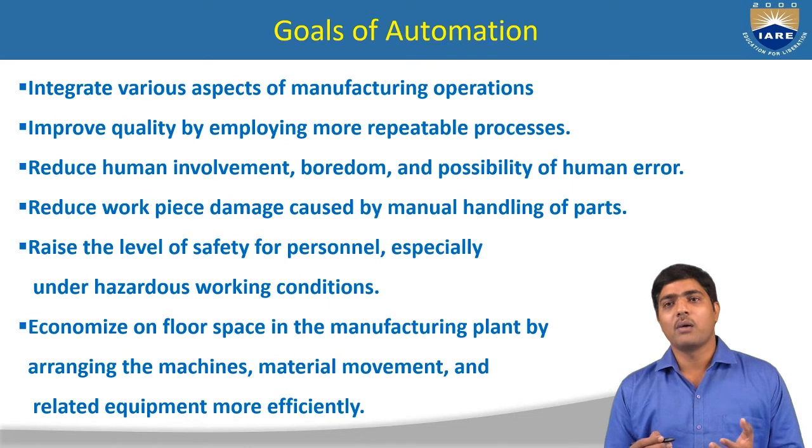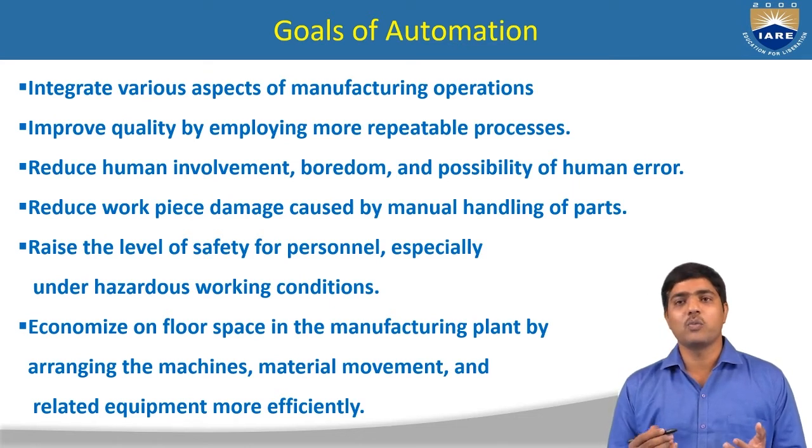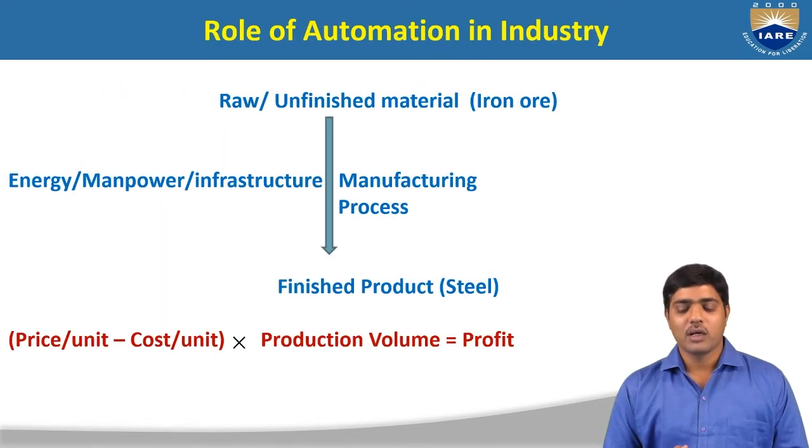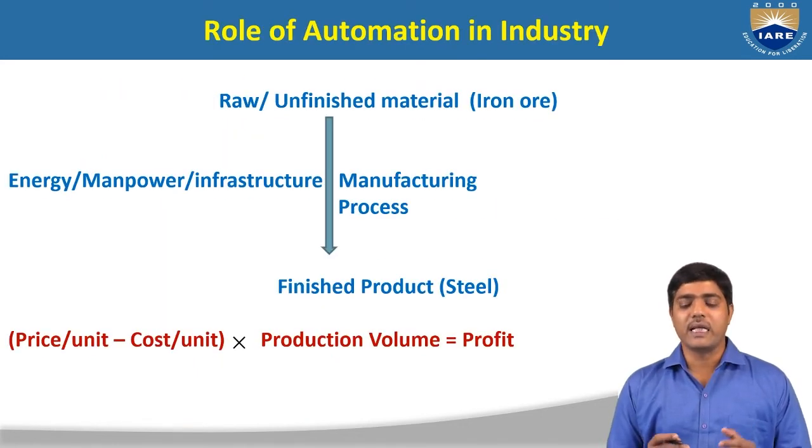And here material movement and other equipment, you can make it more efficiently and in a more convenient manner within a given or available space. So these are the major goals of automation. And what is the role of automation in the industry?